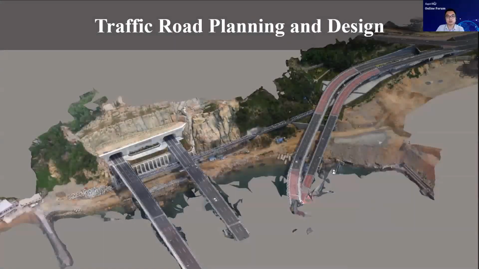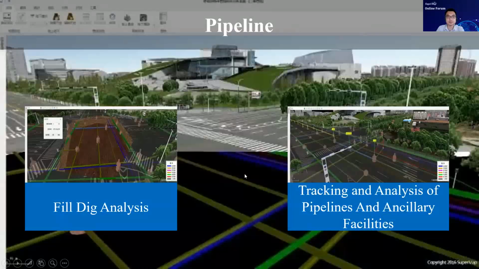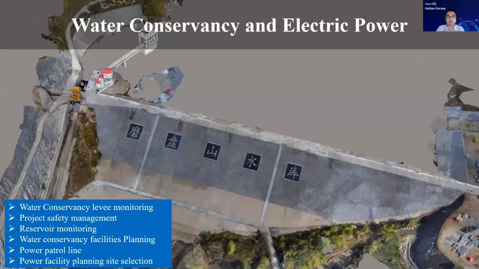And also for some civil engineering projects, like the traffic road planning project, we can also put the road overlay with the optical photogrammetry data, and overlay with the underground pipeline. And also for the dam, we can also use this kind of technology.